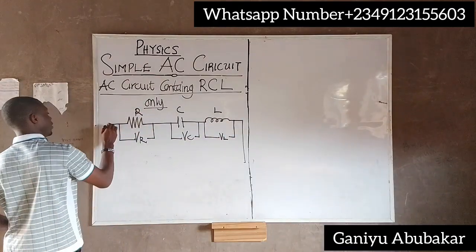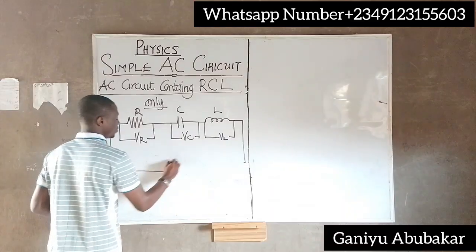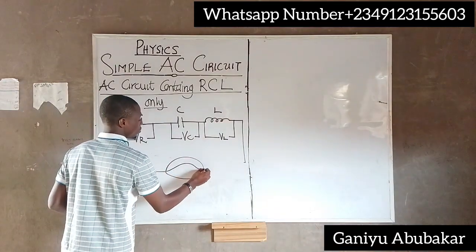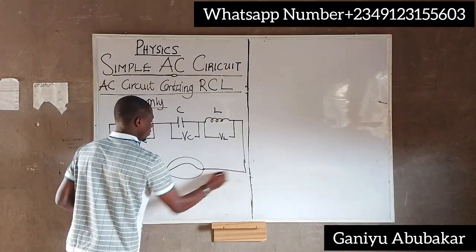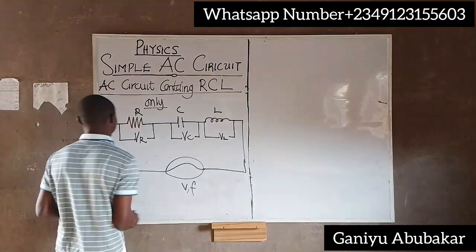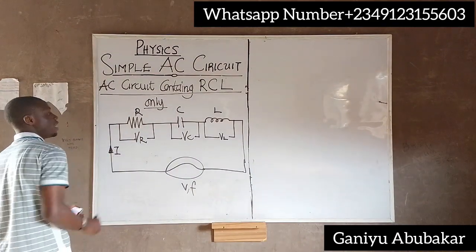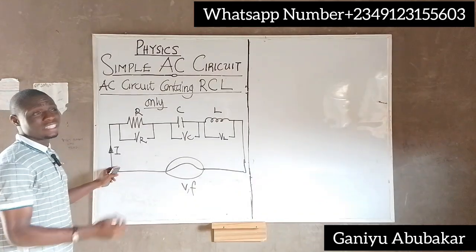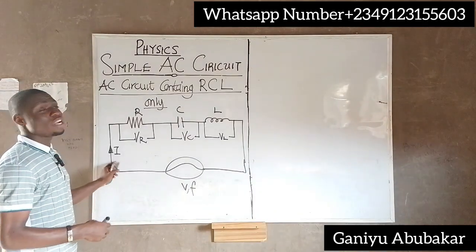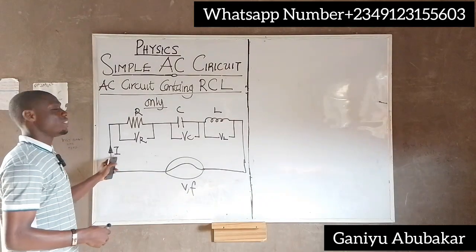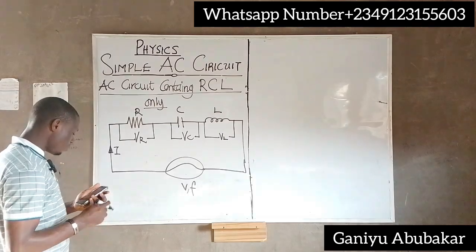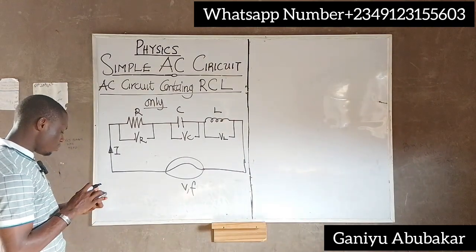Then I have my voltage source with frequency, that's V, F. Of course, current is always here. In the other diagram I drew, I didn't attach current. Please attach current to that diagram as well.